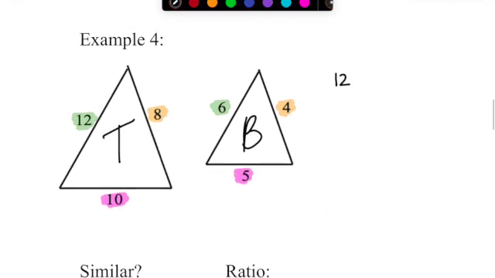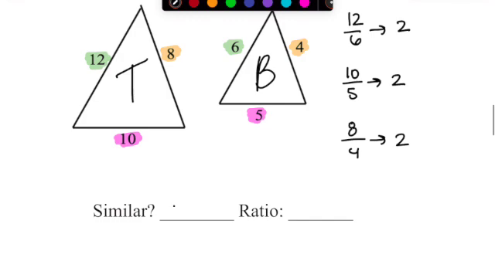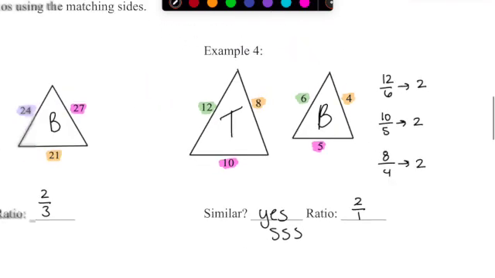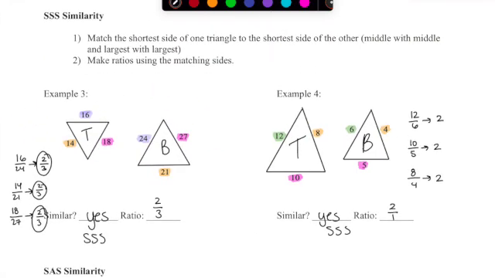So here we go. 12 divided by 6. 10 divided by 5. 8 divided by 4. This is 2. This is 2. This is 2. Are they similar? Yes, they're similar by side, side, side. And we would say that our ratio is 2 over 1, or just 2 is fine as well. Okay.